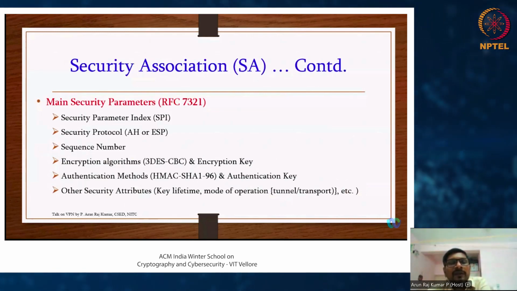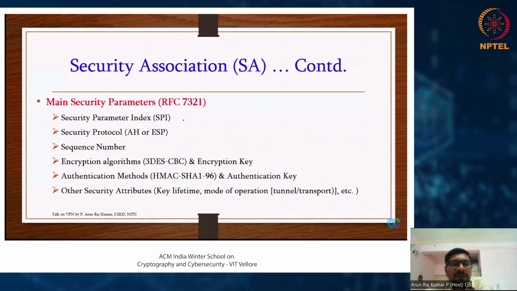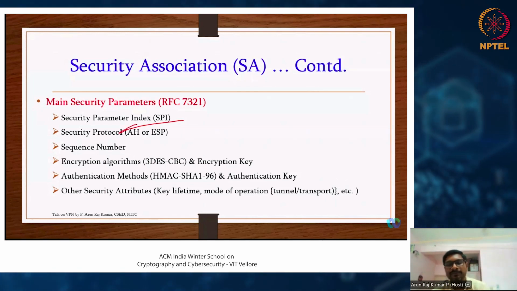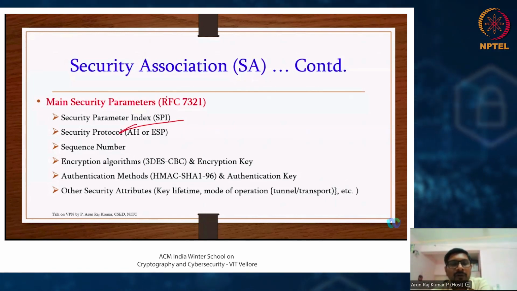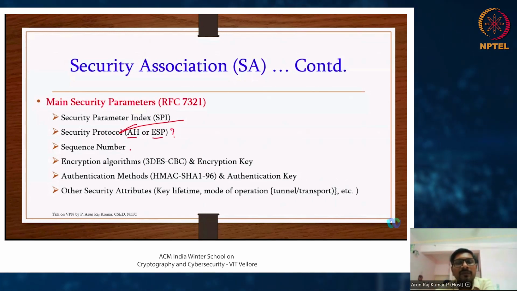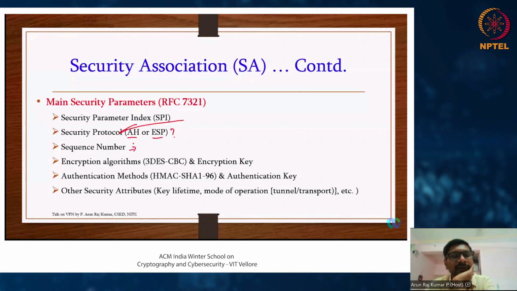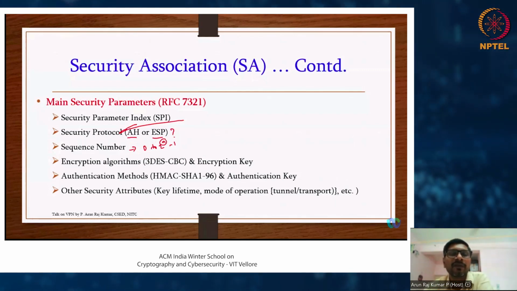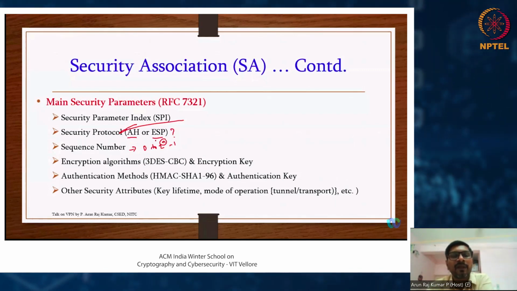Security parameters: what are all the parameters that they are exchanging in the security association? One is the security parameter index, which is a unique value. And the security protocol: here, which protocol they are going to use, AH or ESP? And the sequence number, which is a 32-bit sequence number, ranging from 0 to 2 to the power n minus 1, where n is the number of bits in the sequence number. After that, it will wrap around and come back.